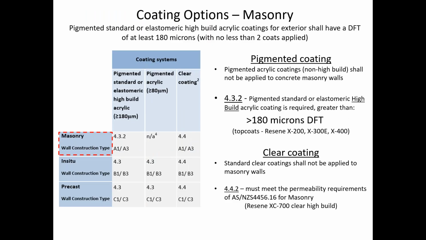Now this is the same, and we're going to zoom in just on the masonry area for this one because this is actually quite different. This is where you do require weathertight coatings on masonry, and they're deemed to be high build acrylic or high build elastomeric and greater than 180 microns dry film thickness. Now in the Resene range, you'll generally see us specify 3 coats of X200 for a pigmented system, or 3 coats of XC700 for a clear coating system.